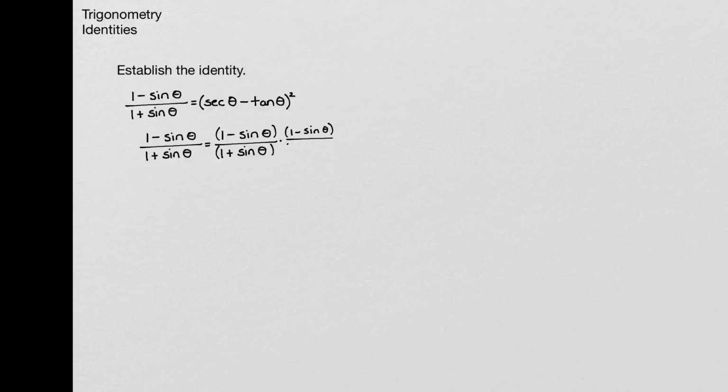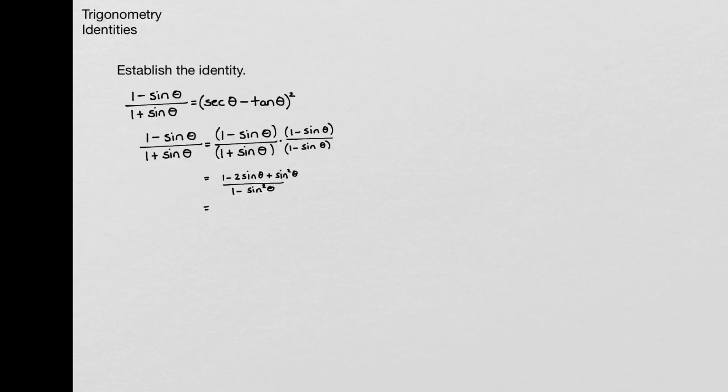And the reason for doing this, you're going to see in the denominator, when I multiply 1 plus sine theta times 1 minus sine theta, and here we're using the difference of two squares formula, then in the denominator I get 1 minus sine squared theta. And that's great because in the next step I can call that cosine squared theta. Now the numerator, I'll multiply that out, and that is 1 minus 2 sine theta plus sine squared theta.